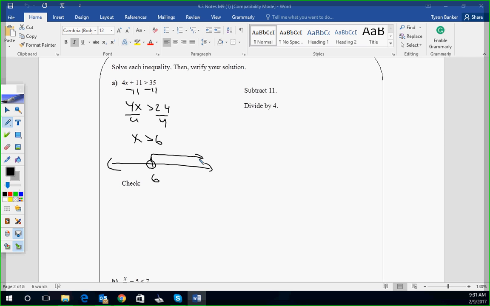It wants me to check it, so let's try 10. 10's bigger than 6. 4 times 10 plus 11, is that greater than 35? 4 times 10 is 40, plus 11 is 51. That is greater than 35. So we just verified that we have the correct solution.